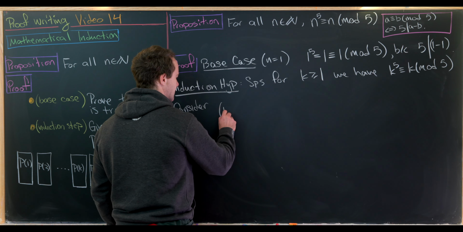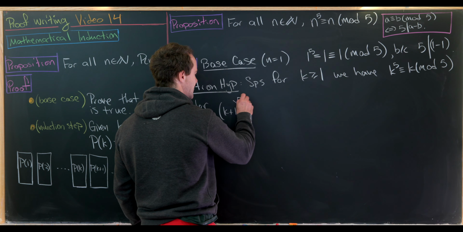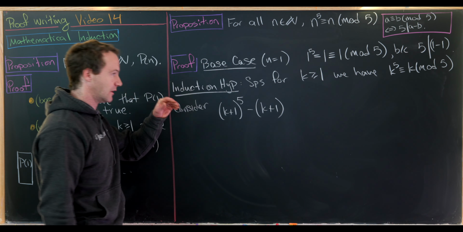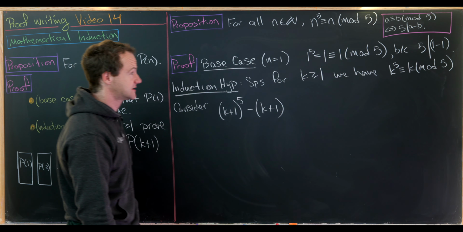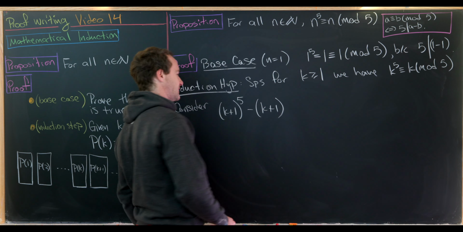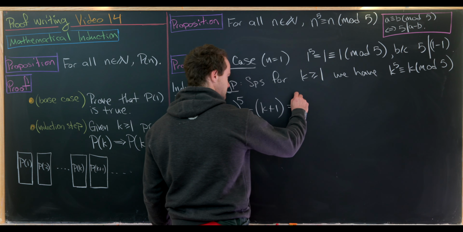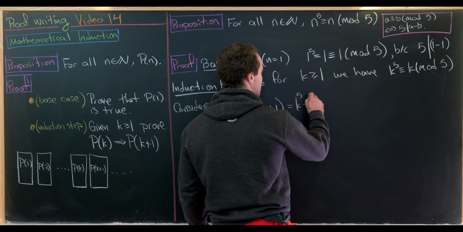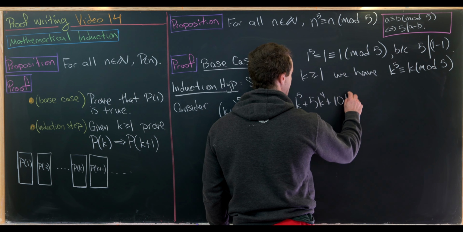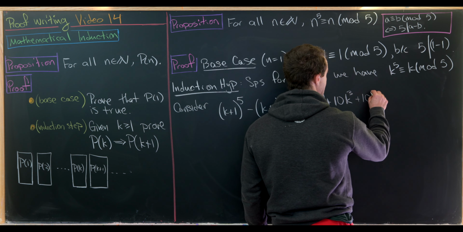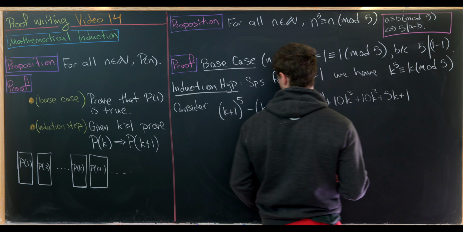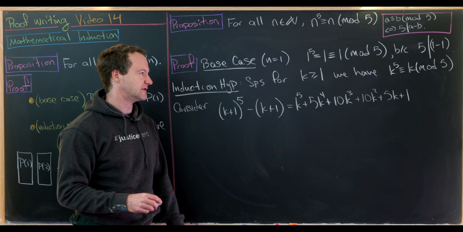Okay, so anyway, let's consider k plus 1 to the 5th minus k plus 1. Again, motivated by the fact that we need to look at the k plus first case and this definition of congruence mod 5 up here. Now let's expand some things out and see what we have. So we'll have k to the 5th plus 5k to the 4th plus 10k cubed plus 10k squared plus 5k plus 1. So that's what we get if we take k plus 1 to the 5th power.